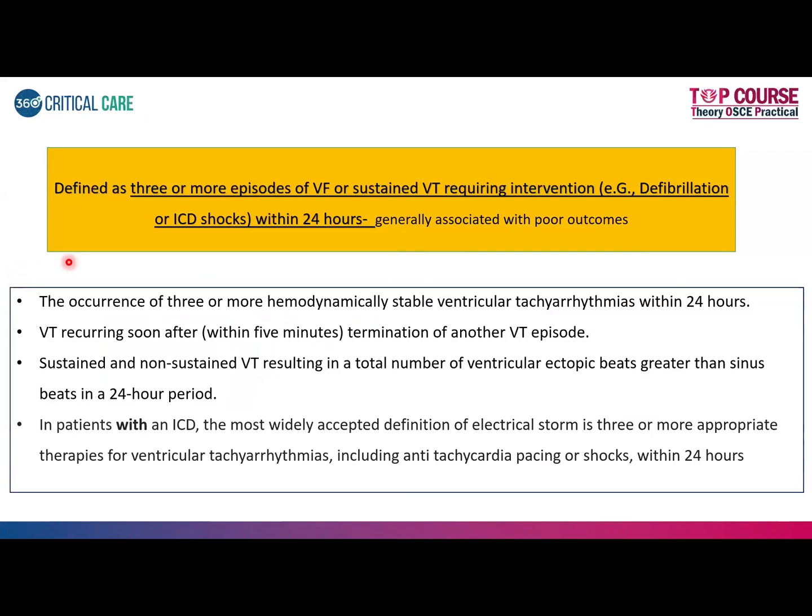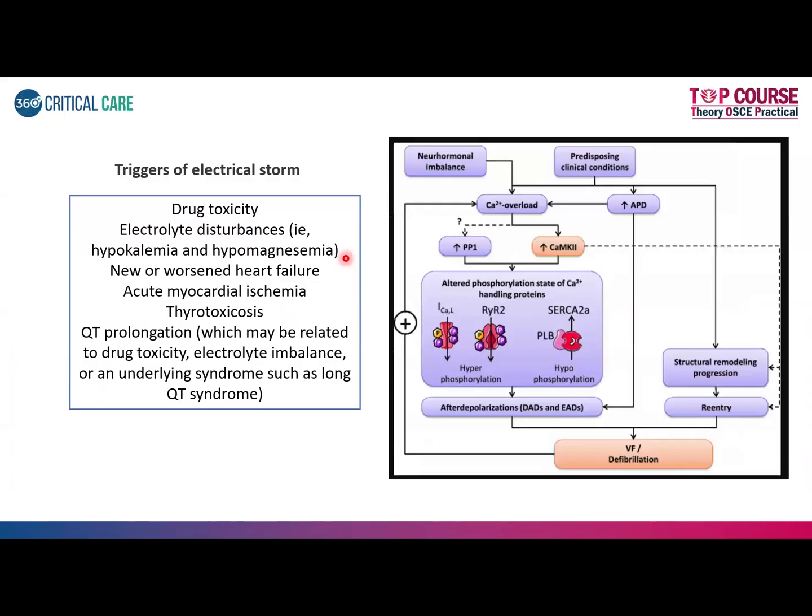Basically, you have three or more episodes of ventricular fibrillation or ICD shocks happening within 24 hours, and that need intervention. Generally, it is associated with poor outcomes. The triggers could be drugs, electrolyte abnormality, any kind of heart failure, ischemia, thyrotoxicosis, QT prolongation. These are the triggers for the electrical storm.